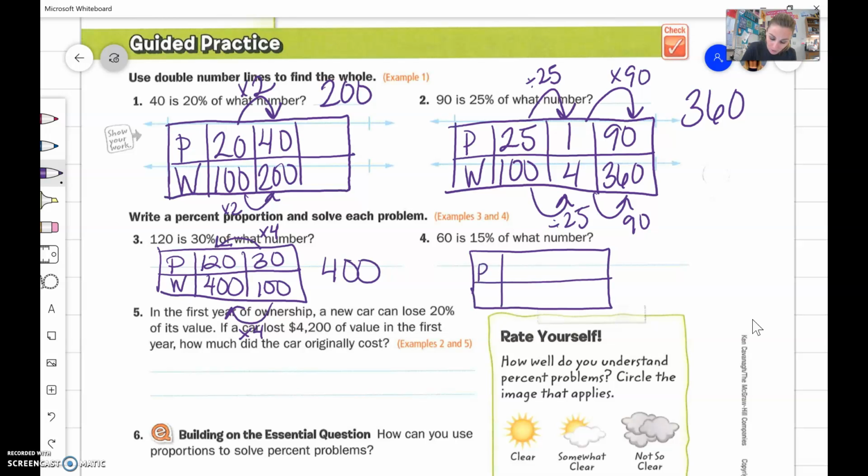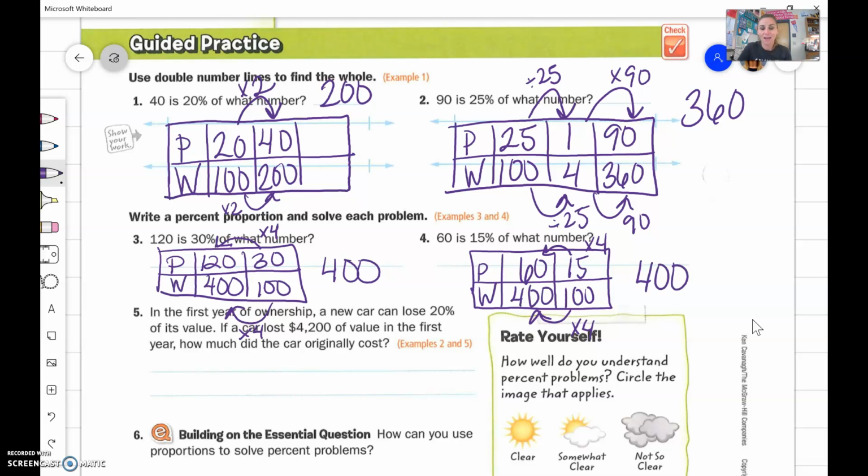And the last one that we're going to do today is right here. So I'm going to do my part and my whole. I have 60 is 15% of what number? Percent means out of 100. So how do I go from 15 to 60? Well, I multiply by 4. And I'm going to multiply by 4 here, which gives me 400. Look at that. They both are 400.